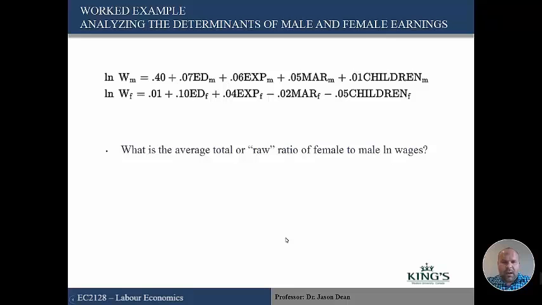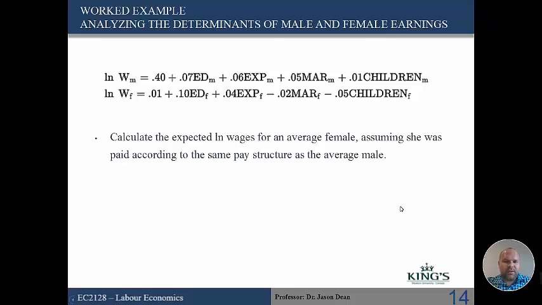Okay, so what's the average total or raw ratio of female to male ln wages? So we just take the lns, divide it. That's the same thing as just the actual wages. And so we get that it's 0.87. Okay, so according to this, the raw wage gap says that women earn 87% of what a man does.